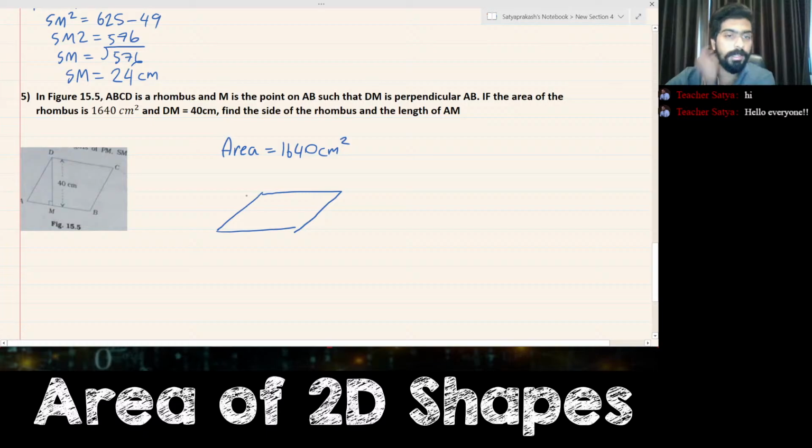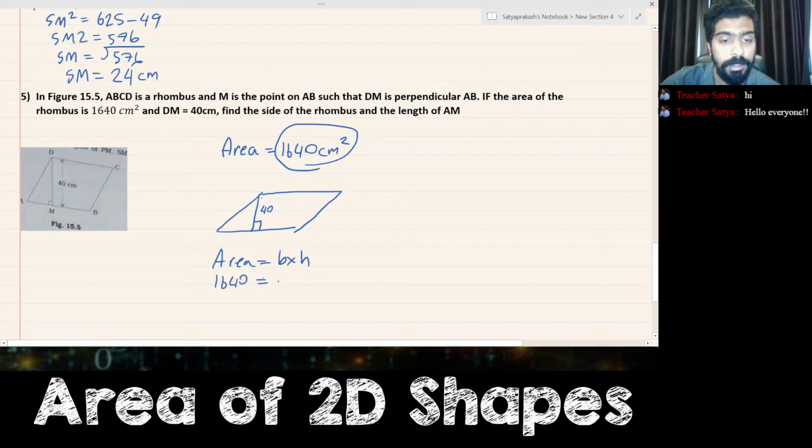All right, look something like this. And now DM is 40, so the height is 40, right? Here we go. The height is 40, and we know the area is 1640. So we can find the side of the rhombus pretty easily, right? So the area is the base times the height, so 1640 is equal to the base times 40.